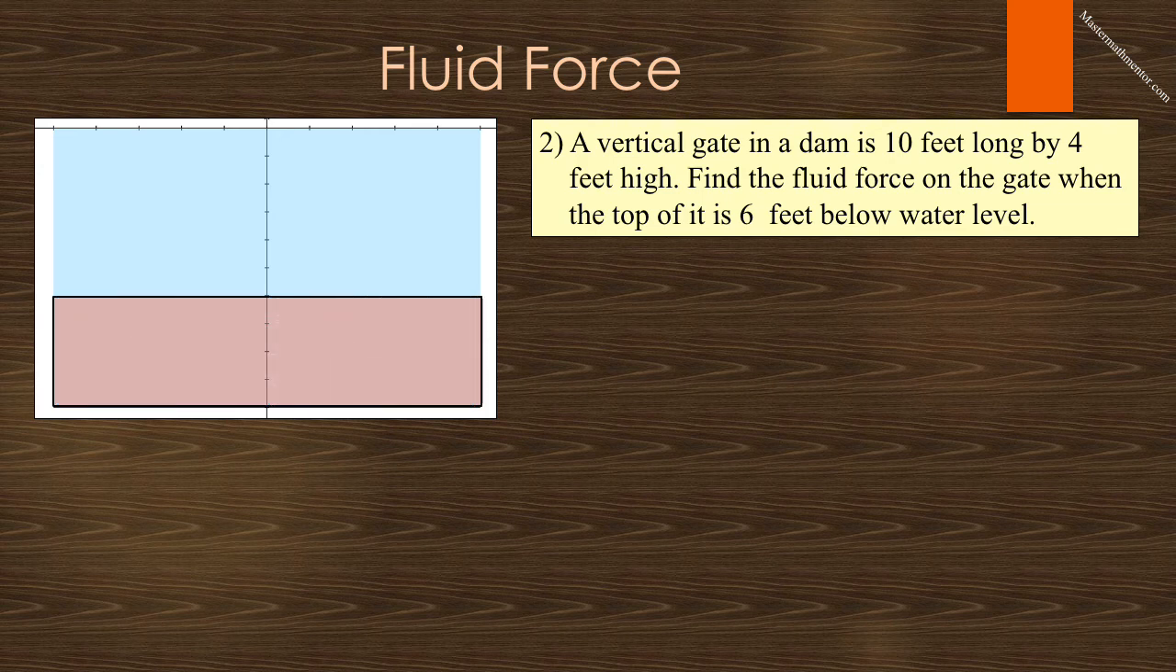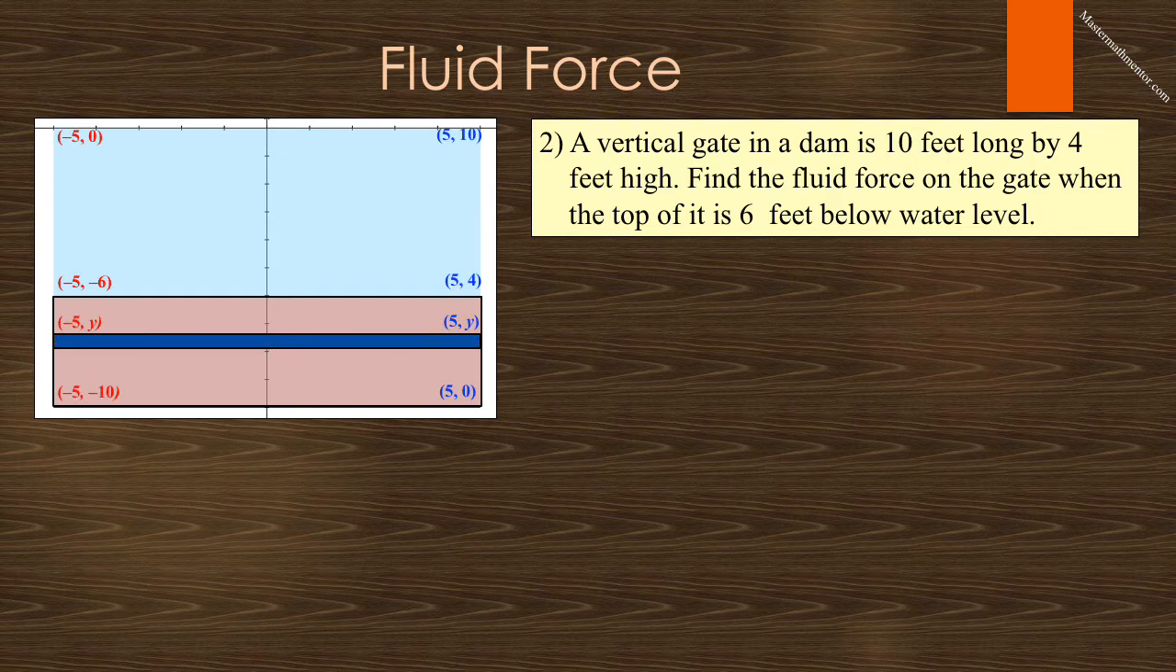Number 2 reads, a vertical gate in a dam is 10 feet long by 4 feet high. We want to find the fluid force on the gate when the top of it is 6 feet below water level. We see the picture on the left that describes the situation. To do this, we draw a representative rectangle somewhere on our gate. And now we have to label points as we did with word problems.